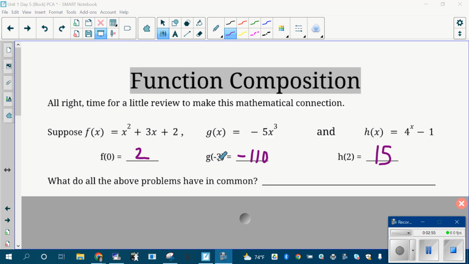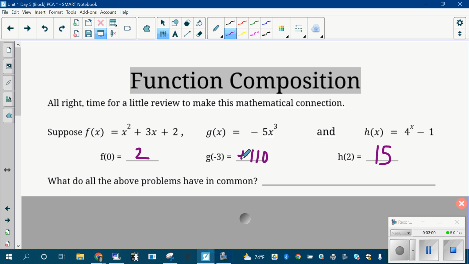Check. Please be careful here. That should actually be positive 110, my bad. Negative 3 cubed is negative 27. Math is terrible, Mr. Covey. Oh no. Come on, Mr. Covey. Negative 5 times negative 27 is positive 135. Plug in 2. 4 squared minus 1, 16 minus 1, 15.